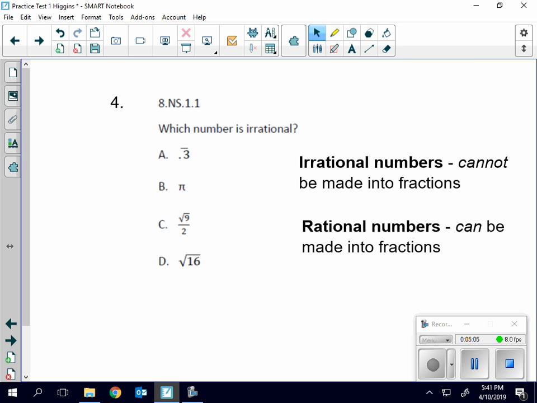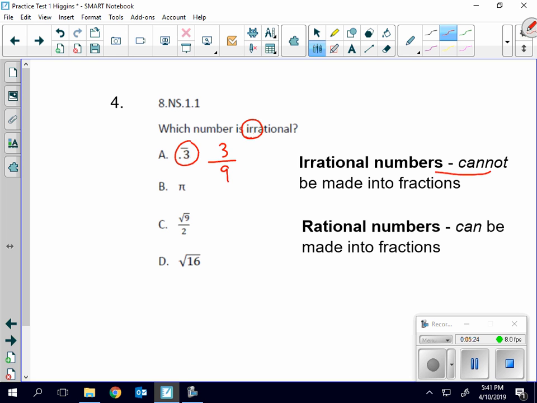And then we need to see which one is irrational. I want the ones that can't be made into fractions. Well, a repeating decimal definitely can be made into a fraction. I put the 3 over a 9. Okay, reduce if you want to.